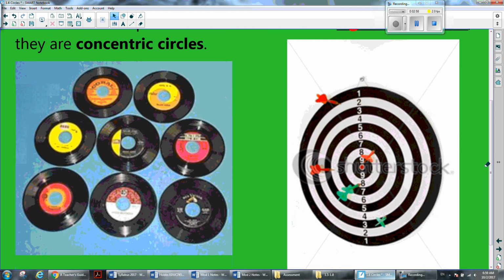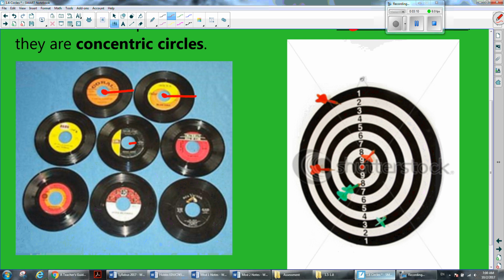Okay, so here, dating myself a bit, we have some records. This is how people used to play music. So if you look at the center of all of these records to a point on the circle, if we were to measure it, they would all have the same radius. So they're all the same shape. These are your congruent circles.